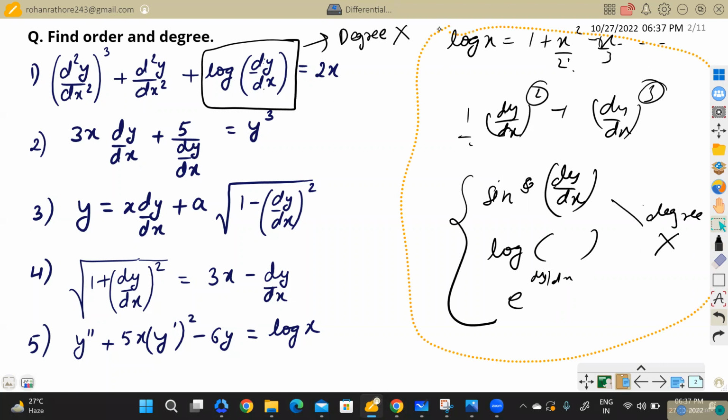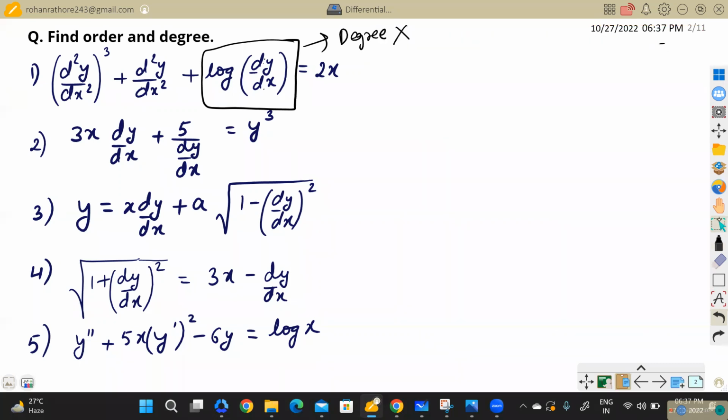Okay, so let's quickly solve all these. The first one is d2y. Can you find the order here? Yes, we can. The highest differential is d2y, so the order is 2. And the degree does not exist.